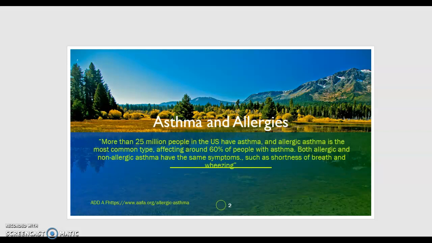More than 25 million people in the United States have been diagnosed with asthma or some type of allergic asthma, which is the most common type, affecting around 60% of people with asthma. Both allergic and non-allergic asthma have the same symptoms, which are shortness of breath and wheezing, and these things all contribute to asthma and allergies.